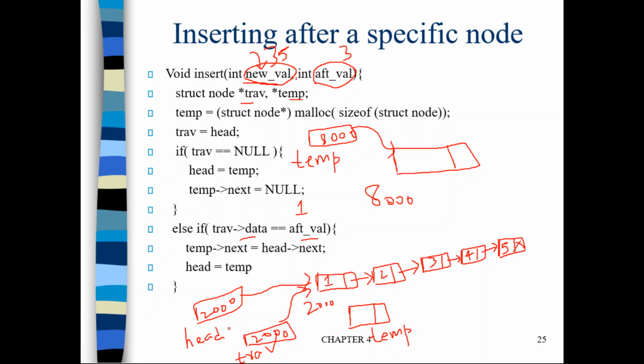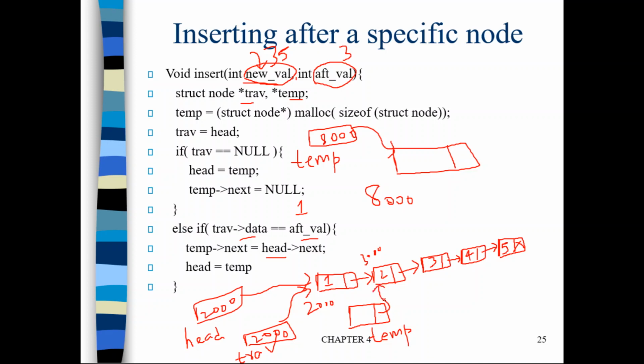What is head? Or instead of head you can also use traverse, because both head and traverse are pointing to the first node only. So head arrow next, head is pointing to here, head arrow next is this node, so it means its starting address. If its starting address is 3000, then temp arrow next will point to 3000, so it means it will point here.